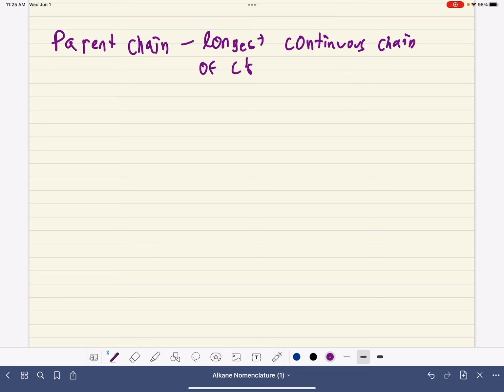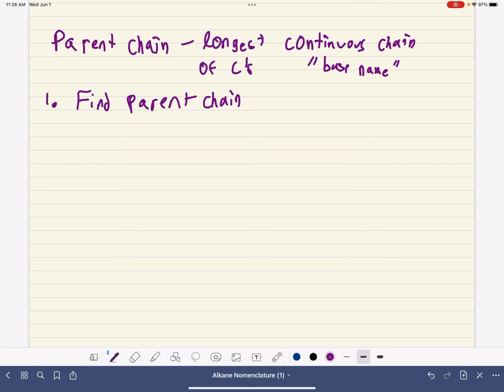Now, this is kind of the first thing you want to do when naming an organic molecule. So I'll start a list of nomenclature rules. And the first thing you want to do is find the parent chain. And we'll build upon these rules throughout the next couple videos. Now, a parent chain is something that dictates the base name of the molecule. That will make sense in a second.